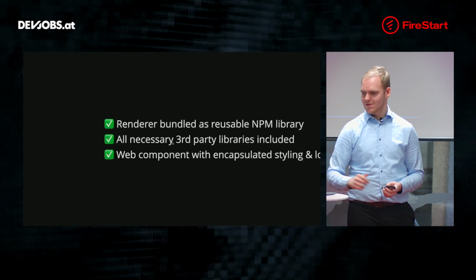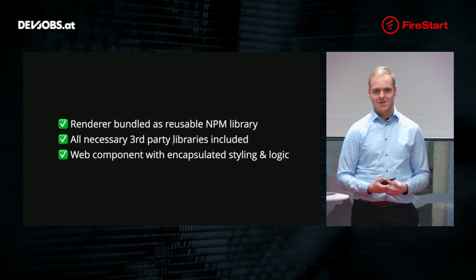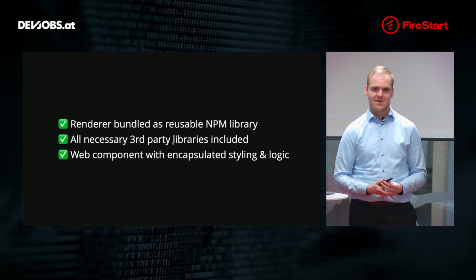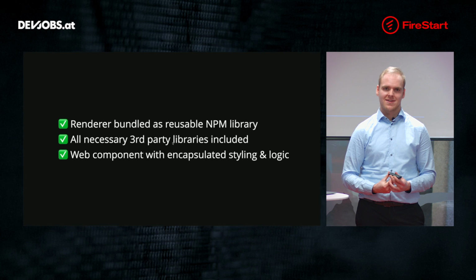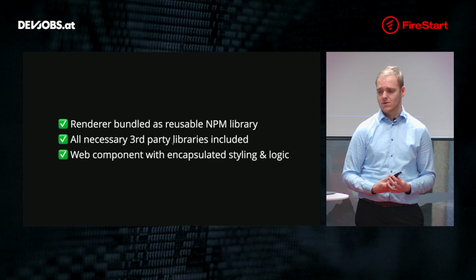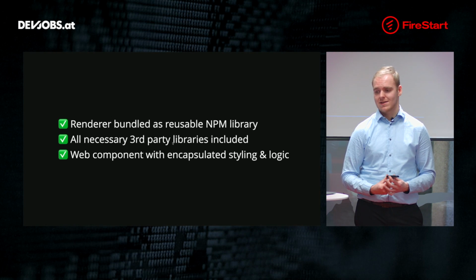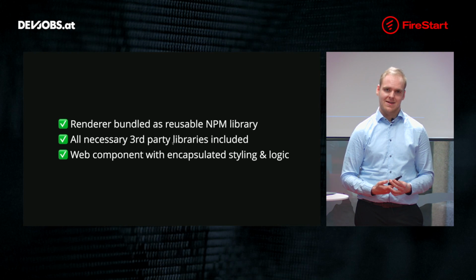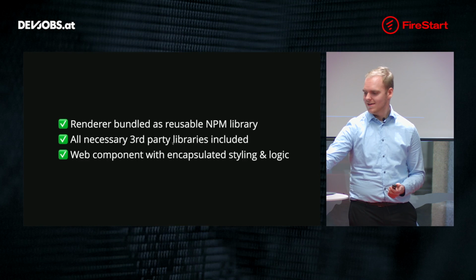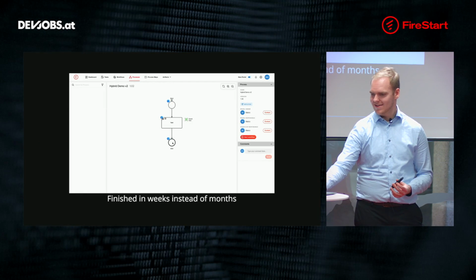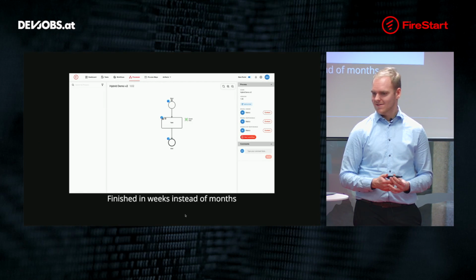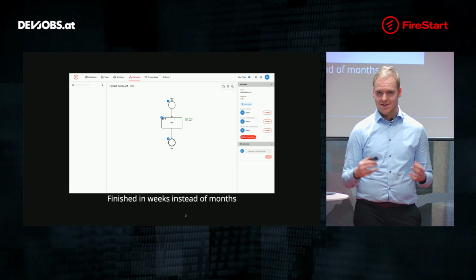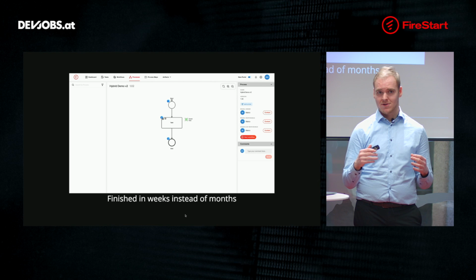Right, so as a recap, we bundled our renderer as a reusable NPM library, included all the necessary third-party libraries like jQuery so that it could load. And then we extracted the web component with encapsulated styling and logic that we could then use in our new application. And this is what it looked like. So as you can see, this is the next-gen application with the new styling. And inside it, we still have the old model renderer.